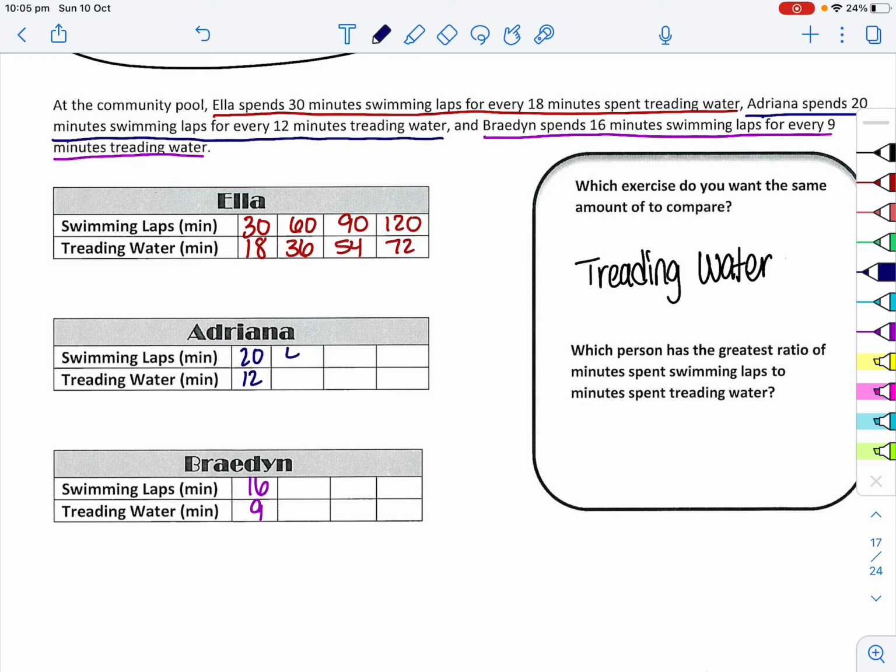For Adriana, I'm going to have 40, 60, 80, and 24, 36, and 48. And then for Braden, I'm going to have 32, 48, 64, and then 9, 18, 27, and 36. Because I want treading water to be the same, that's going to be the one that's the same down here. So when I am looking at treading water being the same, it's the same at 36.